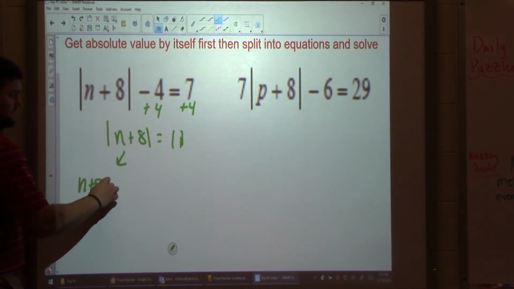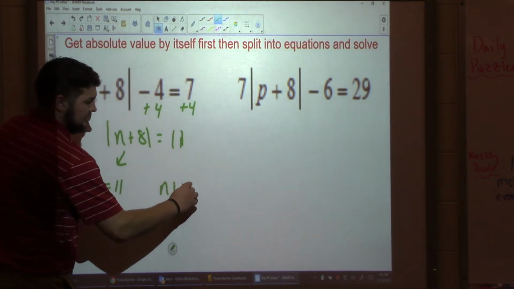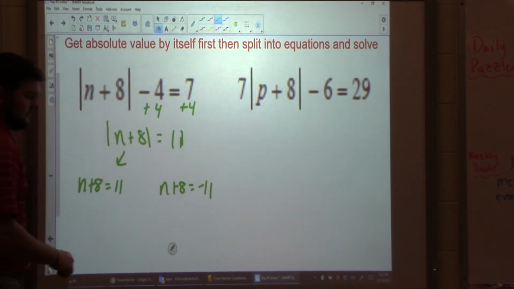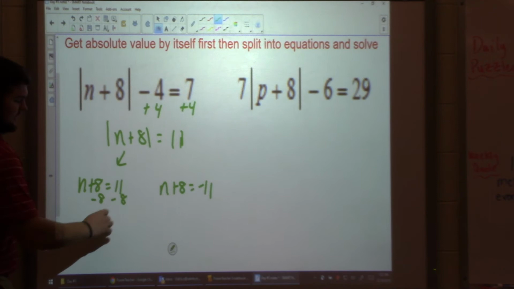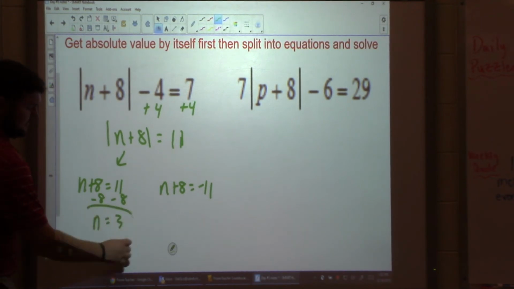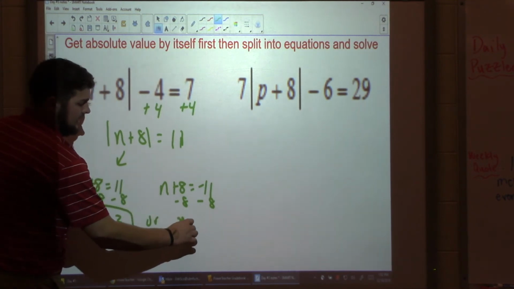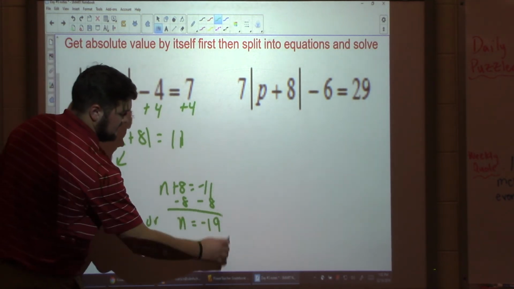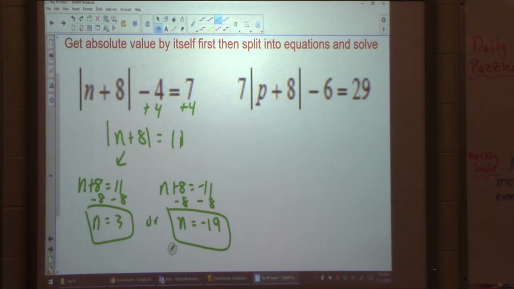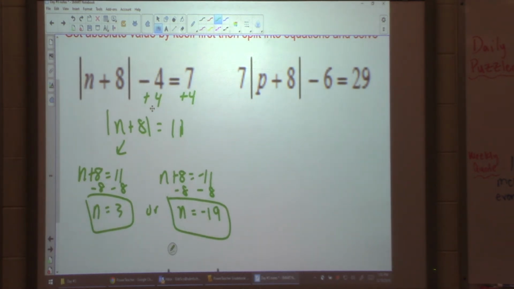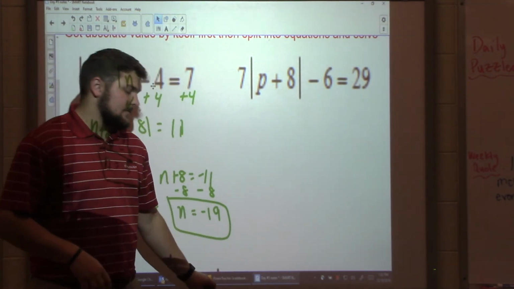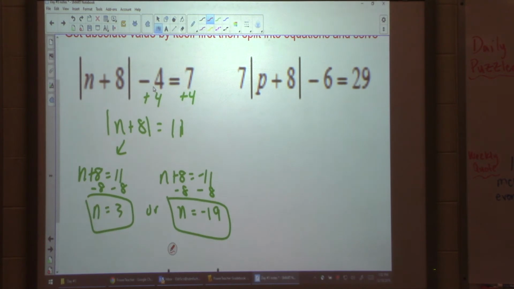N plus 8 equals 11. N plus 8 equals -11. I'll subtract 8, I get n equals 3. Or subtract 8, I get n equals -19. Once again, if you want, you can check it, plug it back in. Okay. Any questions? Or should I keep rolling? Keep rolling.